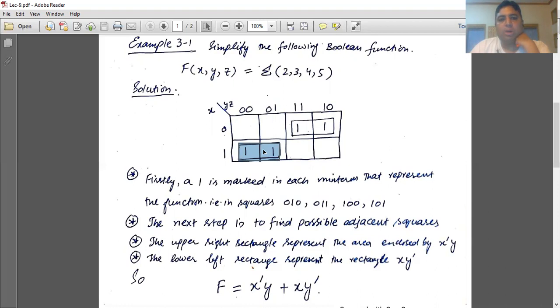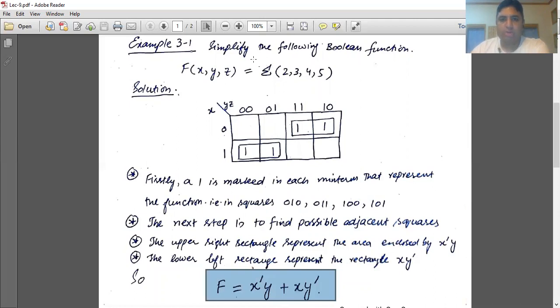So z is again eliminated. What are the other two variables? X is equal to 1 in both, and y is equal to 0 in both. So x is 1, so we write x, and y is 0 in both, so we write y bar. So x y bar is the other term of this simplified function, and you will write a plus between these two terms, because the function is 1 either in these two adjacent squares or in those two adjacent squares. So this is your simplified answer.